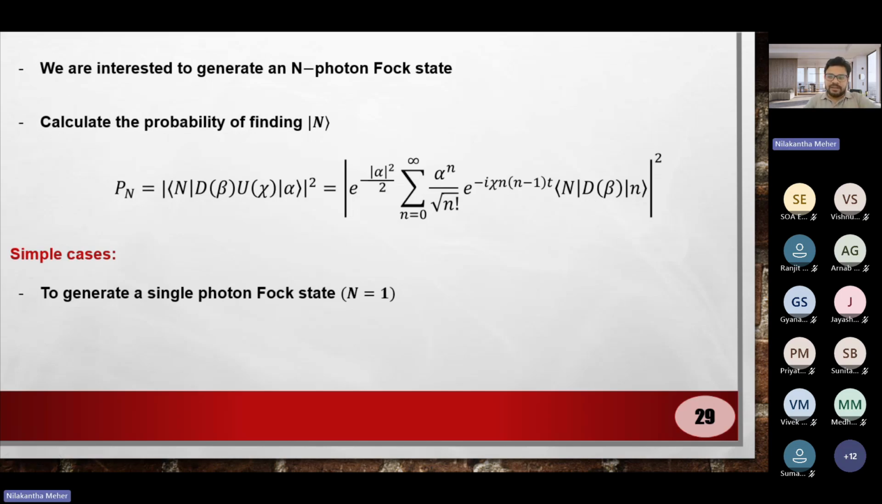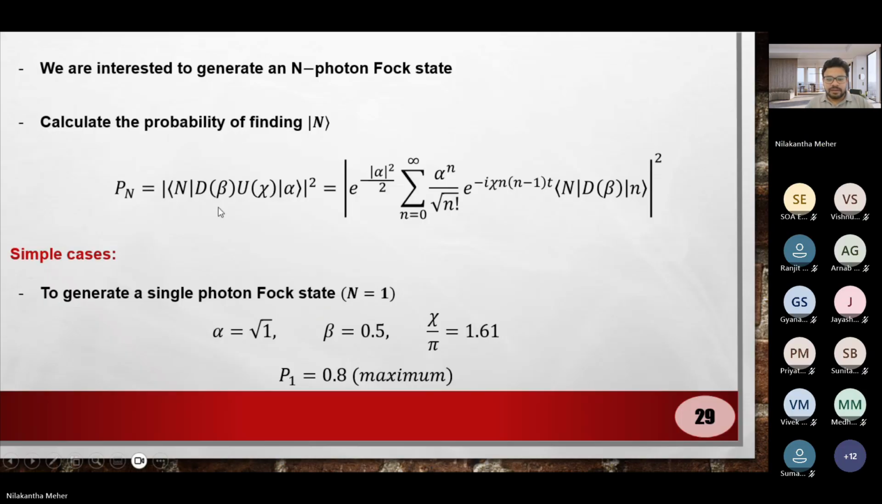For a simple case, let us try to prepare a single photon Fock state. Can we prepare a single photon Fock state? And let us see how much probability we can reach in a single iteration. So we optimized, essentially, we chose alpha equal to √1, and beta and chi are optimized over here. And we saw that we can reach a probability of finding a single photon up to 0.8. That is the maximum we can achieve in this single iteration.